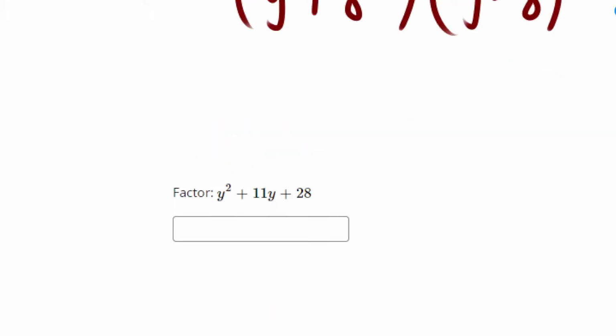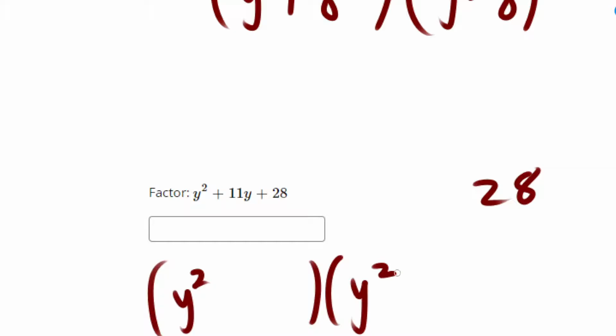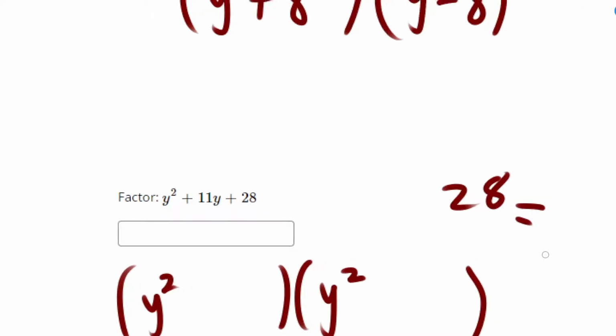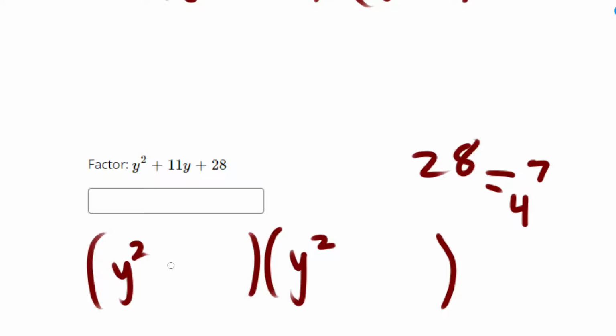And then y squared plus 11y plus 28. We're going to do 28. We have our y squared still. And then we want 11, so 4 and 7. And I think those are going to be our lucky numbers, yeah, 11. So positive 7, positive 4.